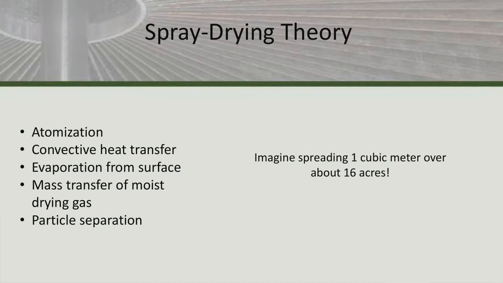Now, at the same time, this hot drying air or drying gas, since it's a heat transfer step, the temperature of that gas will be reduced and the saturation level of that gas will be increased. This basically spends it, so to speak. What I mean by that is that it has to be replaced with new gas that is not saturated and is at a higher temperature. So the fourth important step in spray drying is that you need to have a mass transfer of this moist drying gas out of the chamber and replace it with new gas.